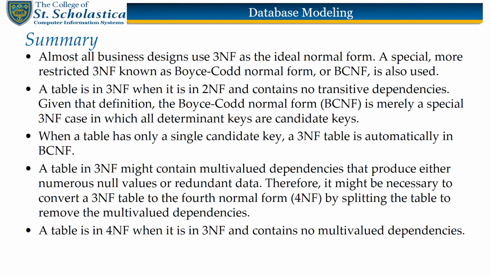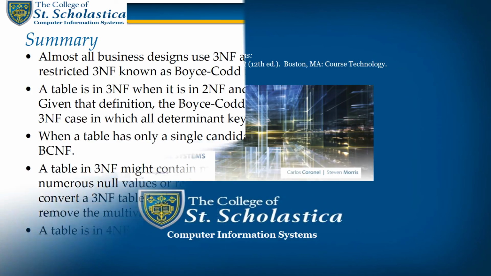A table in 3NF might contain multi-valued dependencies that produce either numerous null values or redundant data. Therefore, it might be necessary to convert a 3NF table to the fourth normal form, 4NF, by splitting the table to remove the multi-valued dependencies. Thus, a table is in 4NF when it is in 3NF and contains no multi-valued dependencies.